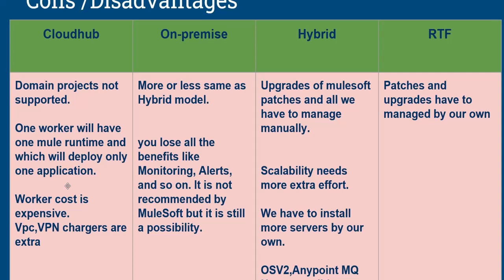The first thing is the upgrades and MuleSoft patches. We have to manage them manually, because if MuleSoft releases any new upgrade for their server, any patches, any new runtime, you have to install it manually, because the runtime plane is under your hands, right? And we discussed earlier that scalability needs more effort. We need to install more servers if we want to increase capacity. And we don't have access to Object Store version 2, Anypoint MQ and persistent queues. We don't have access to those features in both hybrid and on-premise models.